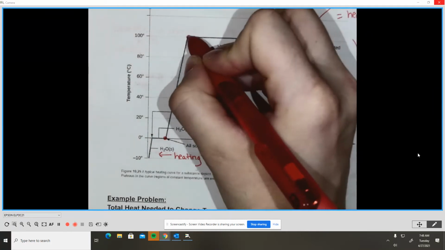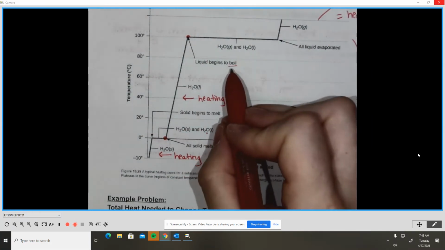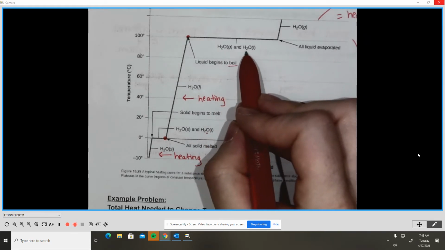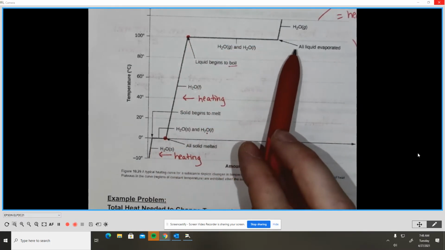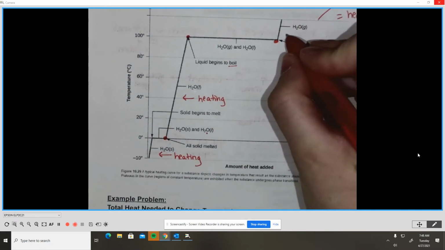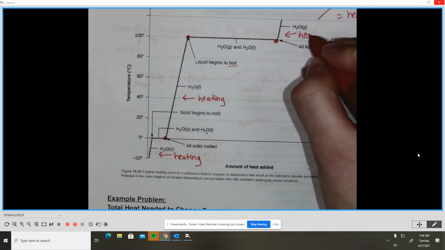Once it reaches 100 degrees Celsius up here, the liquid begins to boil. When it's boiling, we've got gas water and we've got liquid water. It's going to remain at that temperature until all of the liquid has evaporated, which is at this point. When that happens, we're going to have only gas water, and it's going to begin heating again.